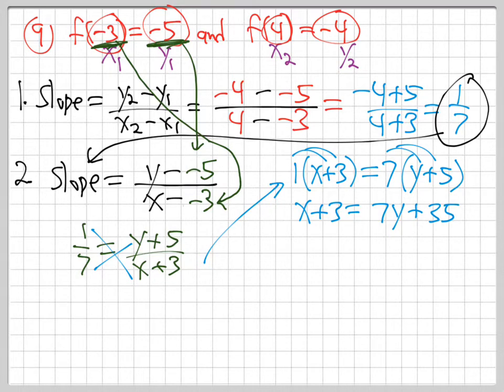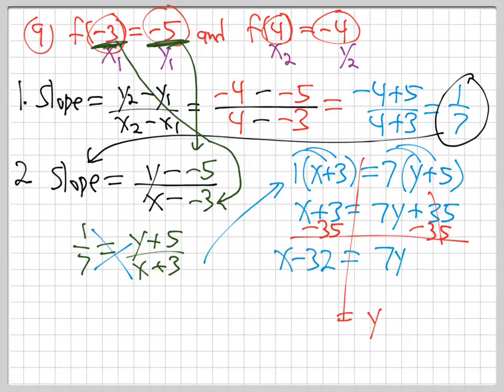And what are we always supposed to get alone on these kind? Y. It's all about getting y alone. So y's over here saying I want to be alone. So what do we get rid of first? 35. Subtract 35 from both. Boom. And so we get 7y equals, what's that going to be? X minus 32. And then last step, divide through by 7.